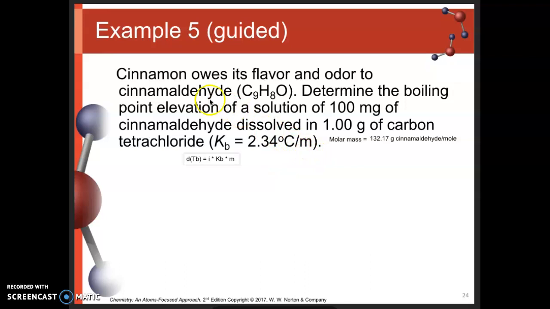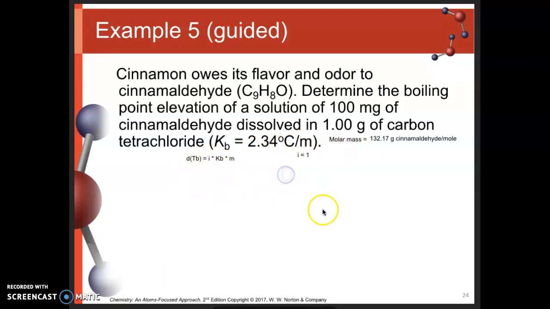Now, in this case, cinnamaldehyde is not ionic, and actually carbon tetrachloride is flat out nonpolar. So even if it was ionic, carbon tet wouldn't separate it. So in this case, we know that I is equal to 1. And we are told that Kb is equal to 2.34 degrees Celsius per mole. So the only thing left for us to do is to determine the mole concentration of the solution, and then we can plug in all of the pieces of our equation.